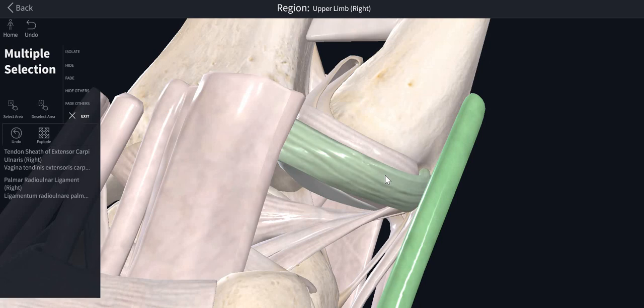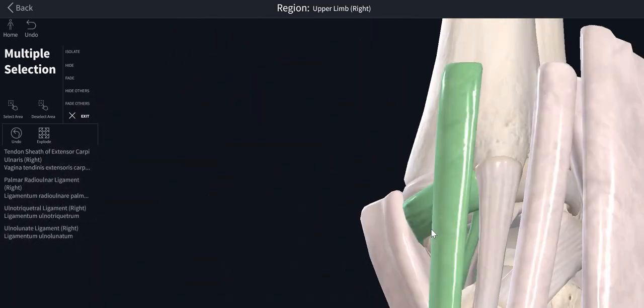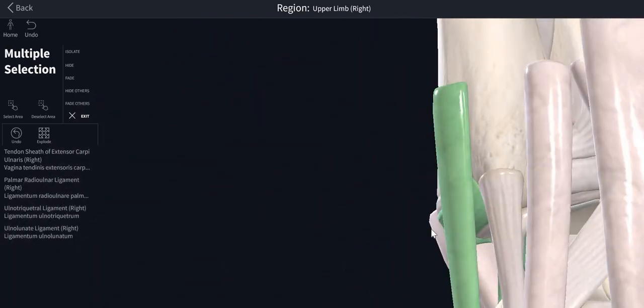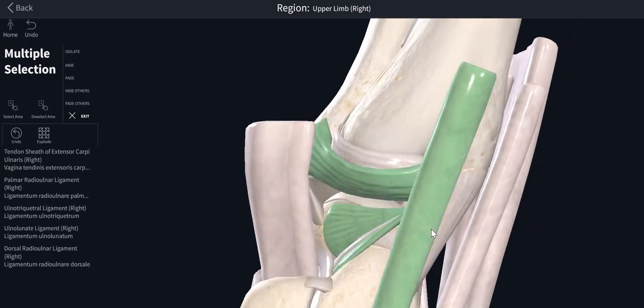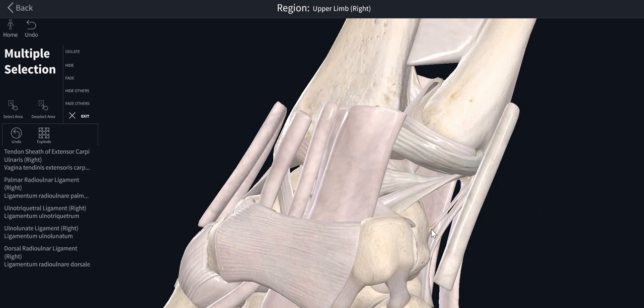And the palmar radioulnar ligament, the ulnotriquetral ligament, and the ulnolunate ligament, as well as the posterior one, the dorsal radioulnar ligament. So all these ligaments make up what we call the triangular fibrocartilage complex ligaments, and as I said, they hold the ulnar head with the triquetrum, and they also support the radioulnar joint.